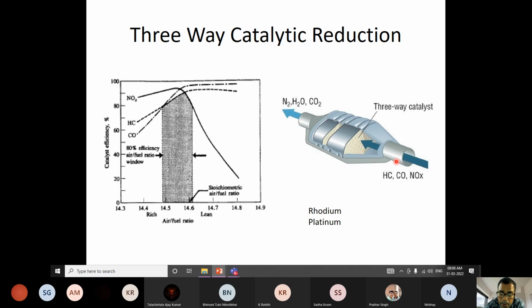And then once it comes out into the exhaust tailpipe and goes to the atmosphere, it at least fulfills the emission regulation. But if you control the emission inside the combustion chamber itself, then you are going to compromise the performance of the engine a lot. And that is not a viable option.